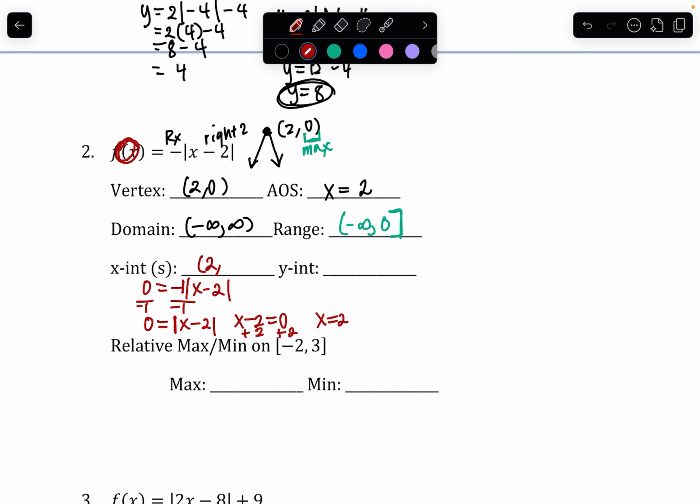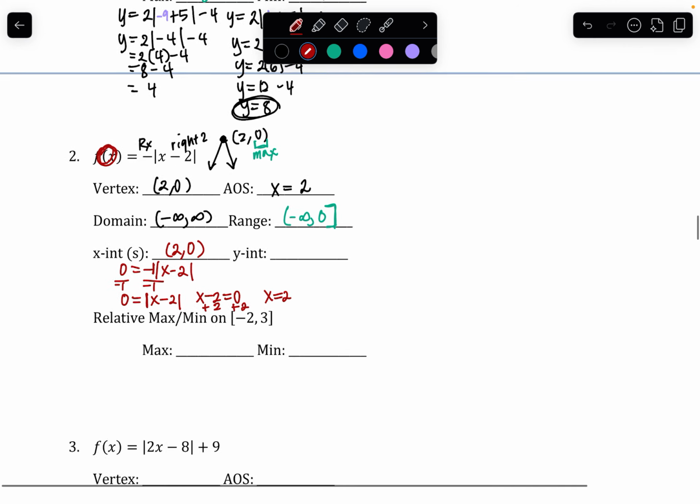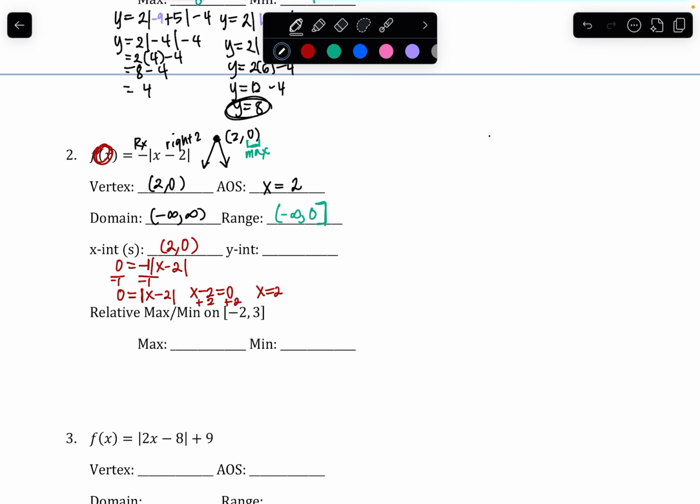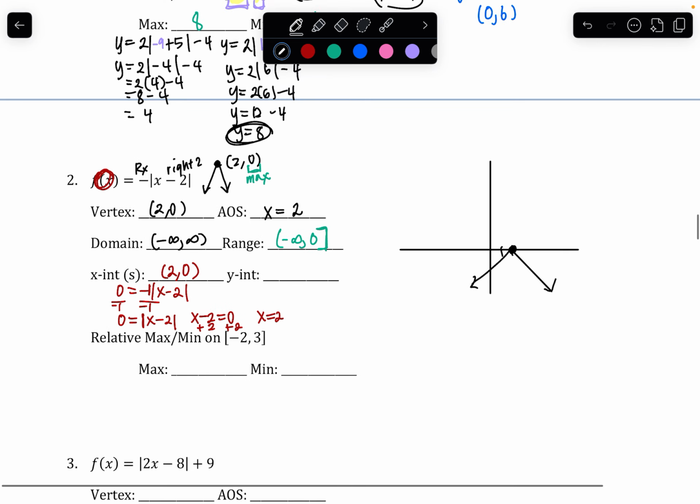And so we only have one x-intercept this time, which makes sense, because if I were to graph this, it hasn't moved off the x-axis. It just moved right 2. And so only one x-intercept, and then it's opening down. And so whenever your vertex is on the x-axis, that's your only x-intercept.